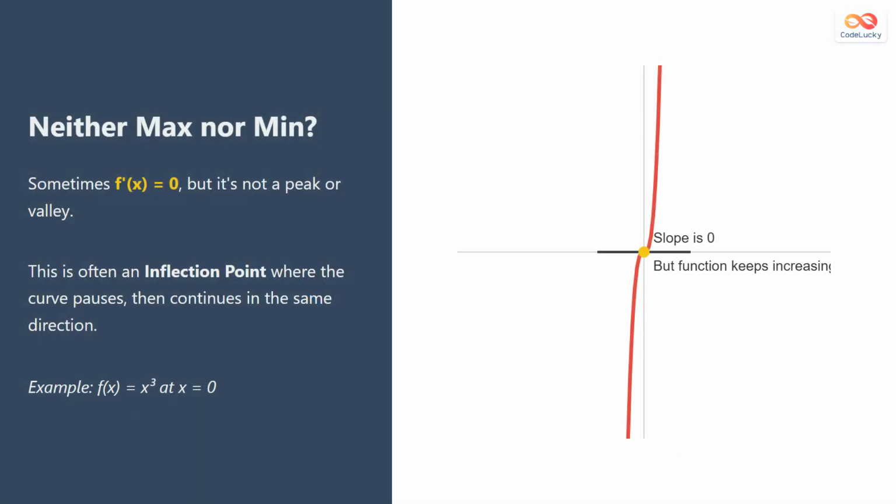Be careful, though. Just because the derivative is 0 does not guarantee a maximum or minimum. Sometimes, the graph flattens out and then continues in the same direction. We call this a saddle point or an inflection point. A classic example is the function x cubed at x equals 0. The slope is 0, but it is neither a peak nor a valley.